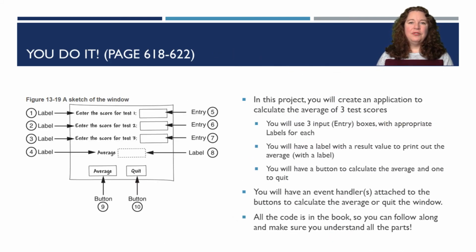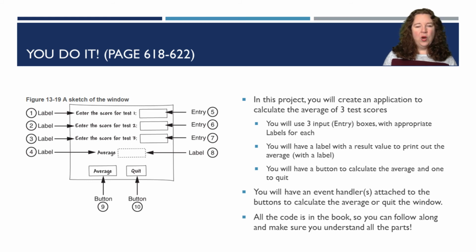Now is a good time for you to take a break and go play with some of this. So the code in the book is on 618 to 622. And this is 13.19. It's going to be a window that allows you to take 3 test scores and calculate the average. So just a simple math problem. But you're going to be doing labels for each of your entries, and the entry fields. So you're going to have 3 entries, 3 labels. Then you're going to have the label in front of your average and a label for the average value.